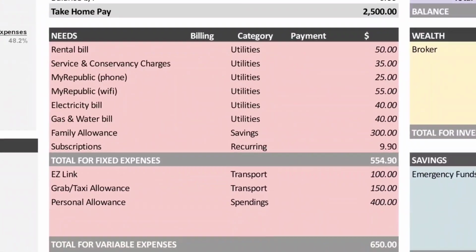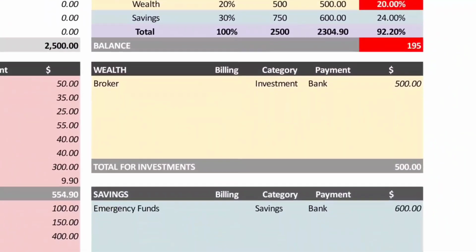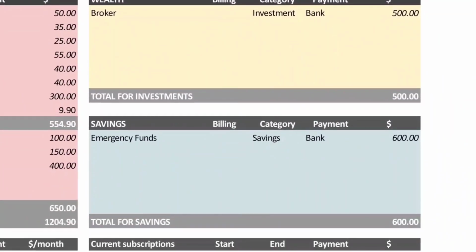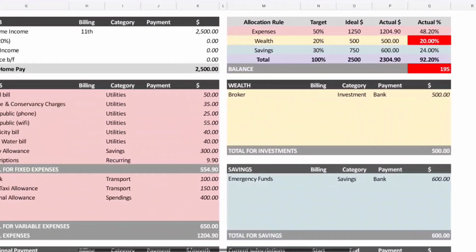What is important for a budget template is to ensure flexibility, as not every month will be the same and there are so many budget templates you can try out online. I will go over my budget template in another video, so stay tuned for that.